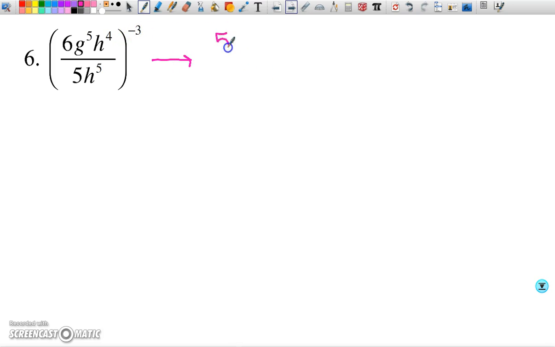So what I'm going to do is move 5h to the 5th to the top, and then 6g to the 5th over h to the 4th to the bottom. Now because I swapped positions, this 3 becomes a positive 3 exponent. And then I'm going to raise everything to the third power.